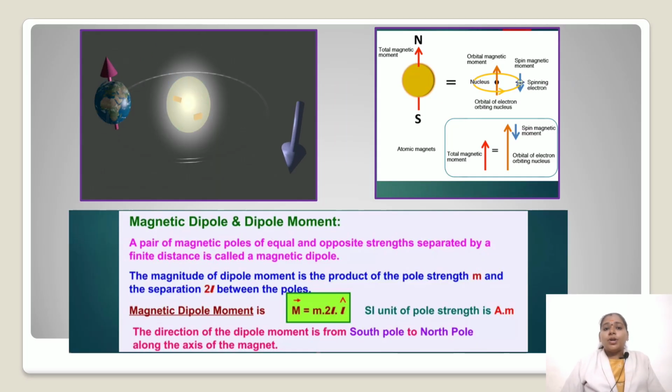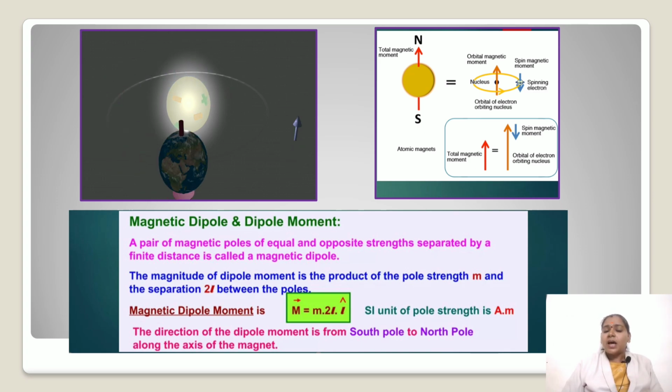Okay, let's now look at how an individual atom behaves like a tiny magnet. On the left, we see a simplified model of an atom acting as a magnet with a north (N) and south (S) pole. The arrow indicates the direction of the atom's total magnetic moment. So this is the combined magnetic strength and orientation of the atom. Now let's look at what contributes to this magnetic moment. On the right side, we break it down into two components.